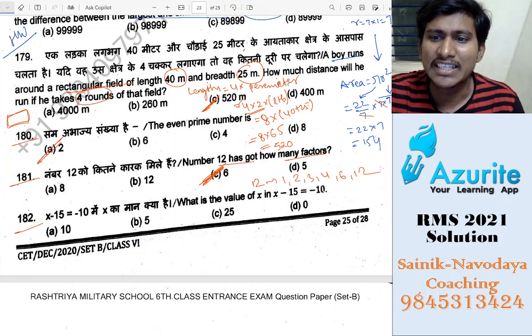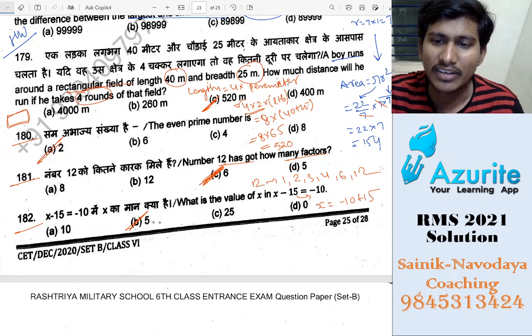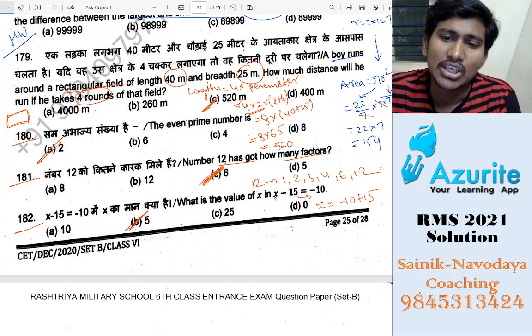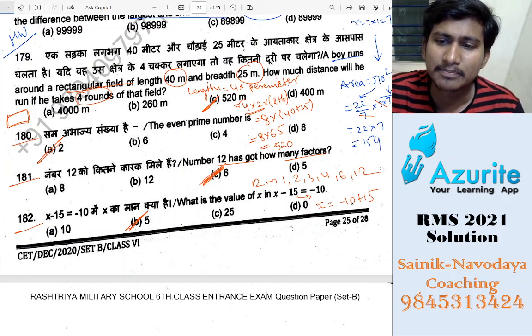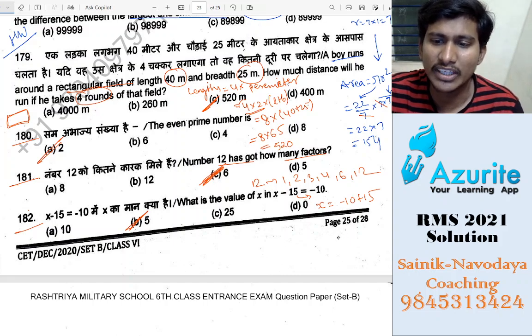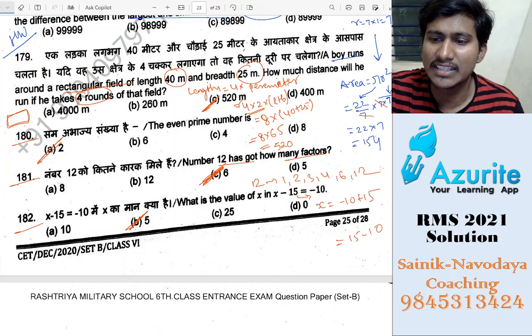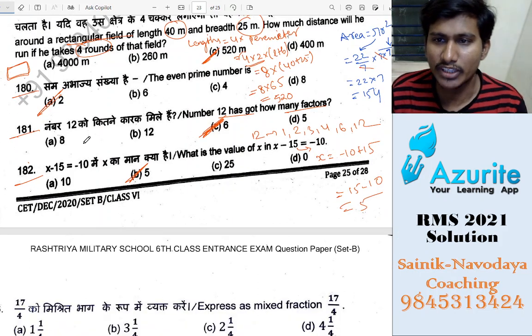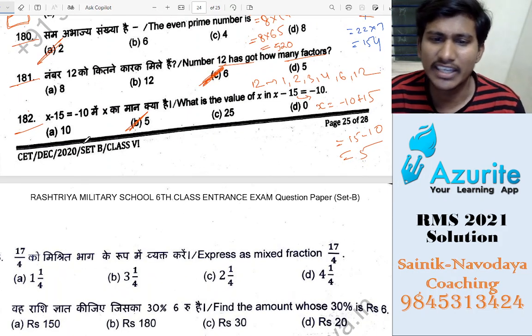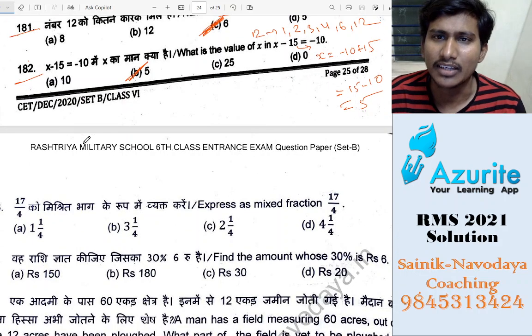Okay, so now 182. X minus 15 is equal to minus 10. If you want to find x, you have to take 15 to the other side. So x is equal to minus 10 plus 15. So 15 minus 10 is how much? 5. 5 will be the answer. Answer is option B. Understood? You can watch this video once again on YouTube. Next.